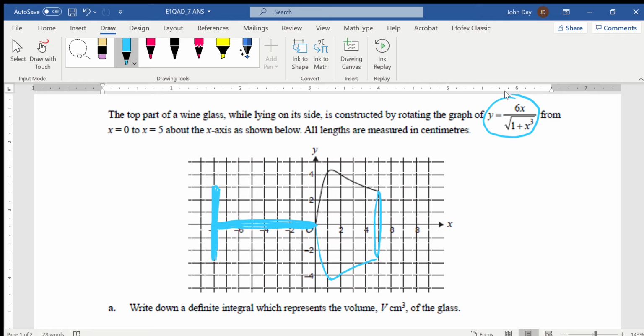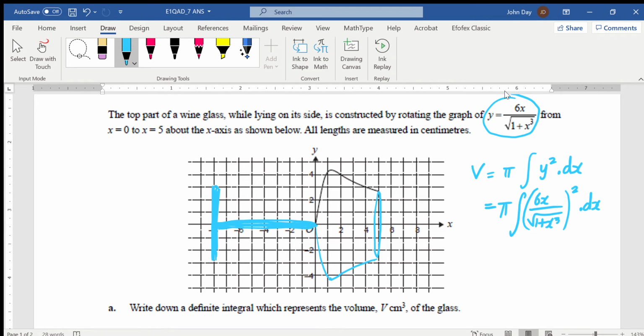Write down a definite integral which represents the volume of the glass. Right, well, we know that the volume when rotating about the x-axis is pi times the integral of y squared dx. And we're told there that y is 6x on root 1 plus x cubed. So we've got to square that.